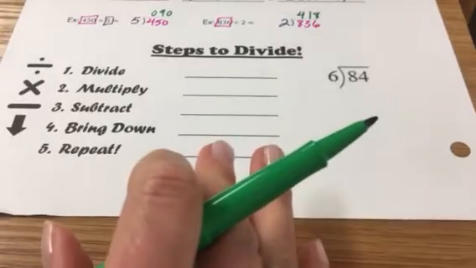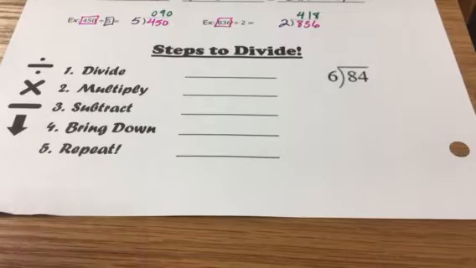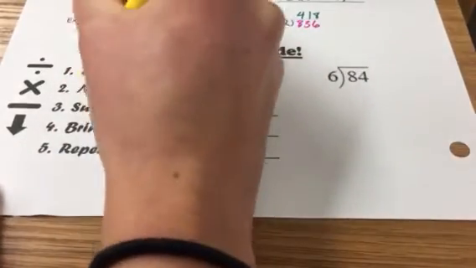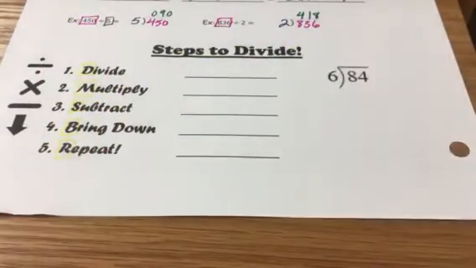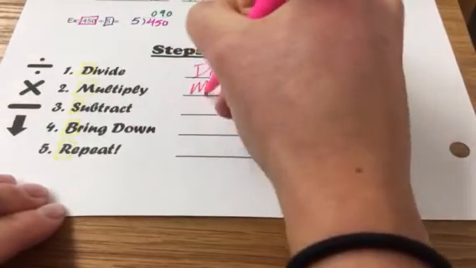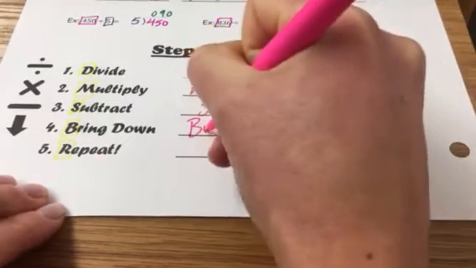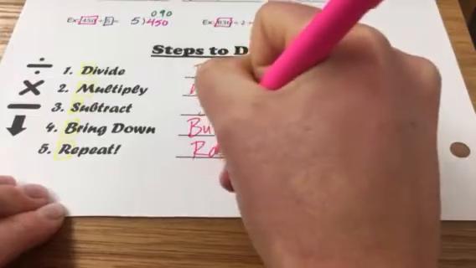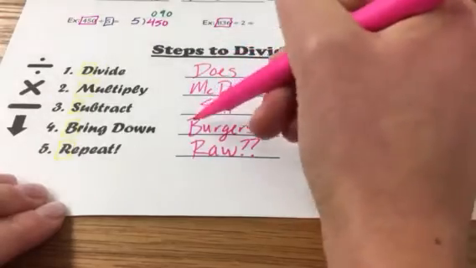So let's go ahead and talk about what are the steps to long division. Well, the first thing we're going to do is divide. So we have a mnemonic device, D, M, S, B, R. And the way we can remember the order of dividing first, then multiplying, then subtracting, then bringing down, then repeating is the saying, does McDonald's sell burgers raw? That's how, does McDonald's sell burgers raw?